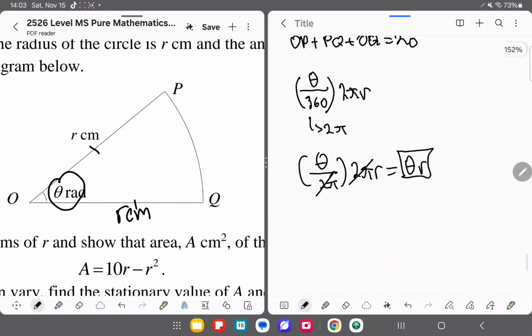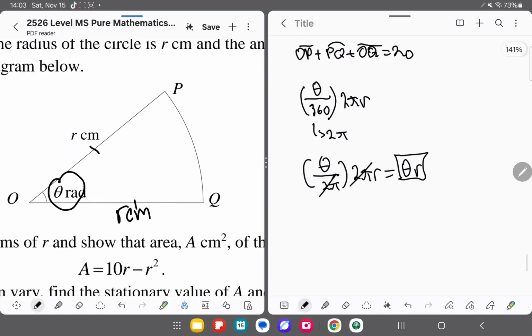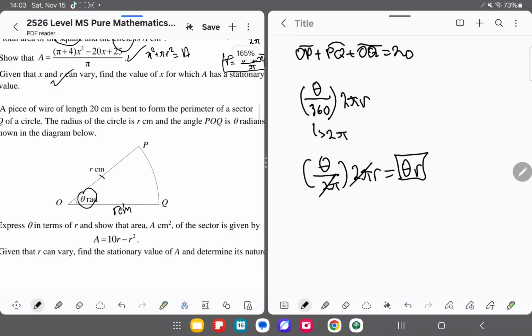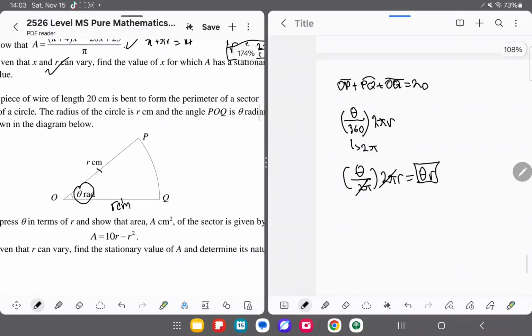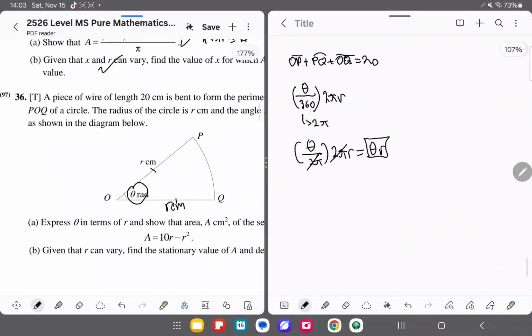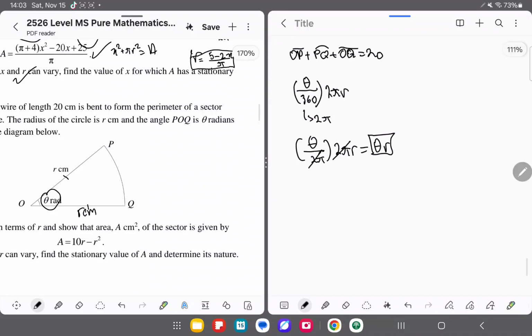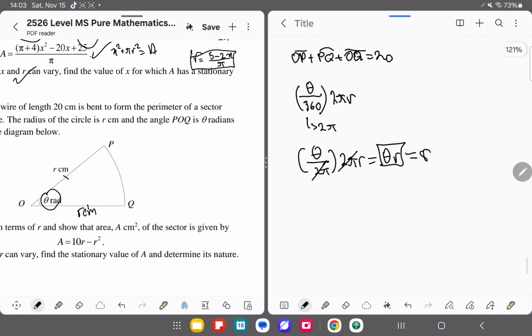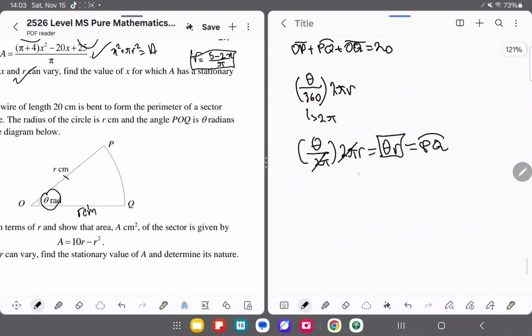So now we have PQ. We don't know what theta is. However, we can just plug in theta r there. So PQ is equal to theta r, and OP is equal to r. So we have r plus theta r plus r is equal to 20. So 2r plus theta r is equal to 20.